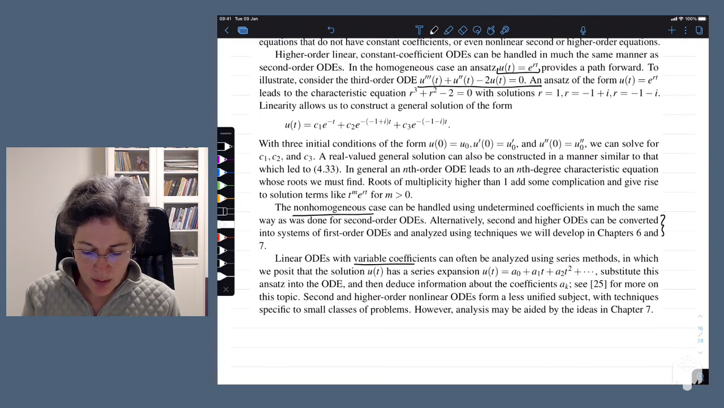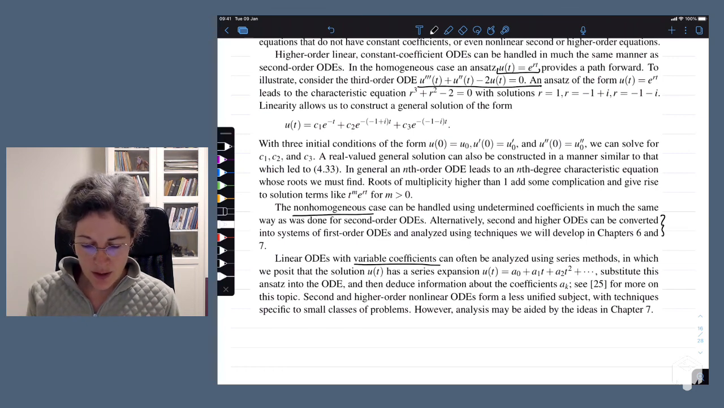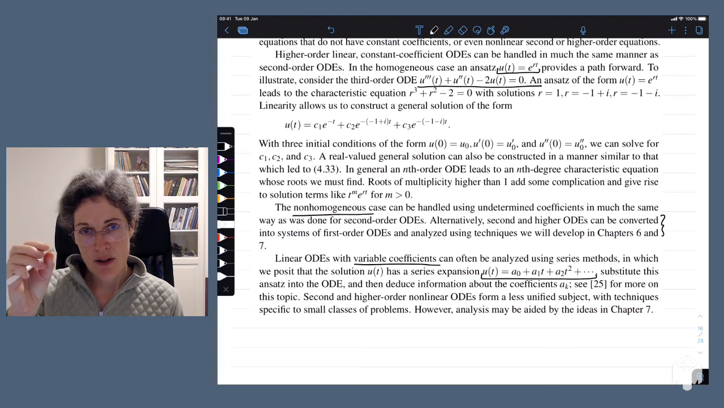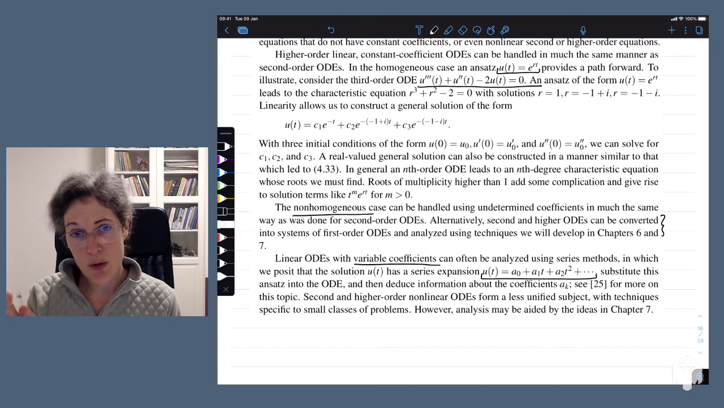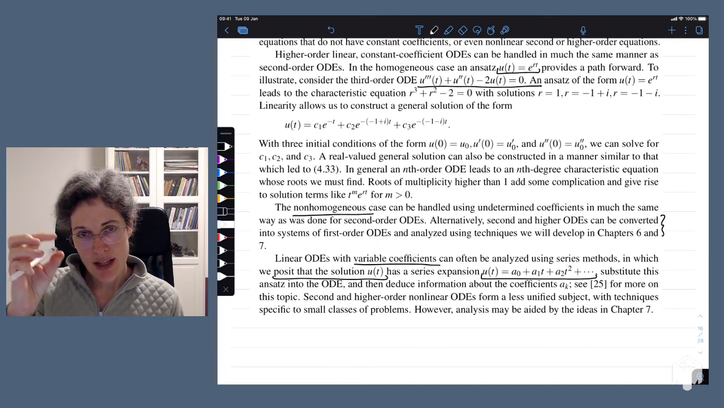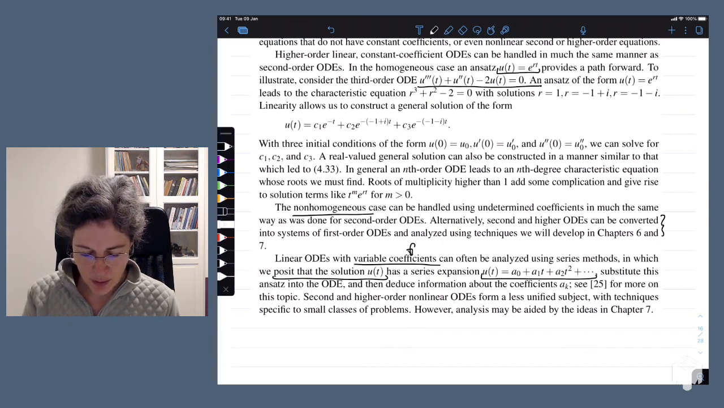We haven't really talked about variable coefficients, but we can look at these using series methods. So often we'll take a u of t as a series and then find what the coefficients should be like that. If you haven't really worked with series, don't worry about it. This is just to give you a flavor of how you might deal with it. But again, we're using this idea of positing a solution, so using an ansatz, and then taking that ansatz and figuring out what the coefficients should be. So this is for cases where we have variable coefficients.